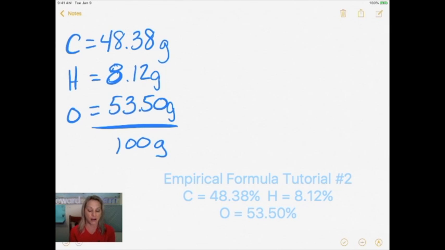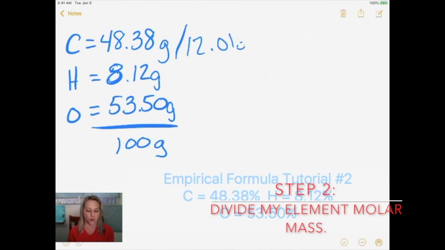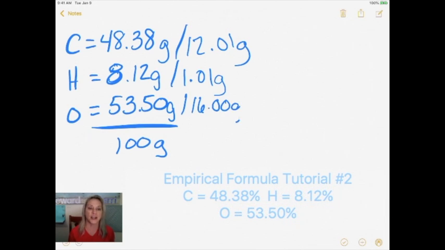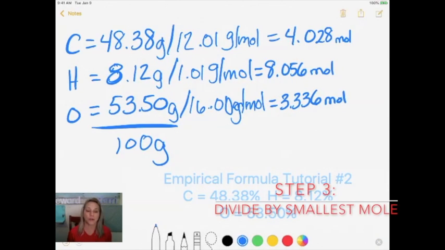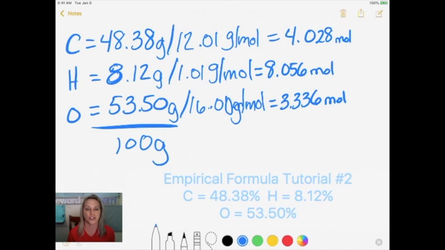Our second step is to divide by the molar mass. So carbon's molar mass is 12.01 grams, and hydrogen's is 1.01 grams, and oxygen's is 16.00 grams. Once we do this, we will be able to then determine what the minimum mole ratio is. Now that we have found out how many moles of each compound we have, we need to find out the ratio. So in order to do this, we will divide each by the smallest mole ratio, which in this case is 3.336 for oxygen.